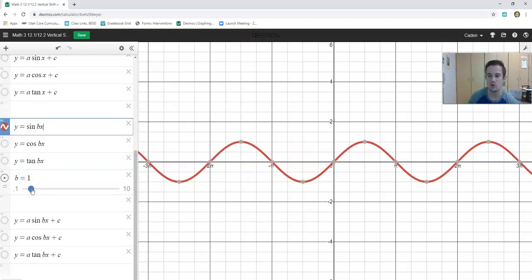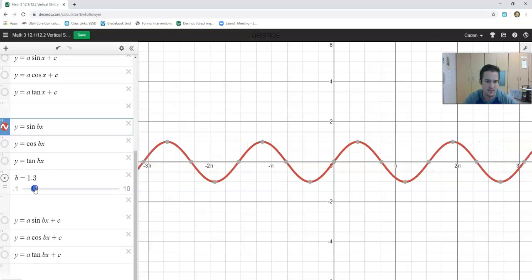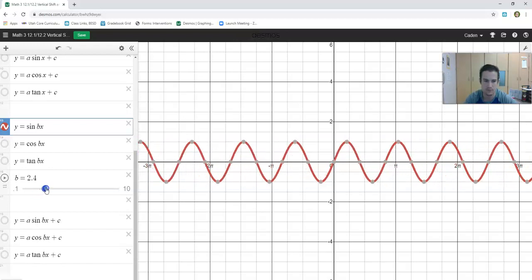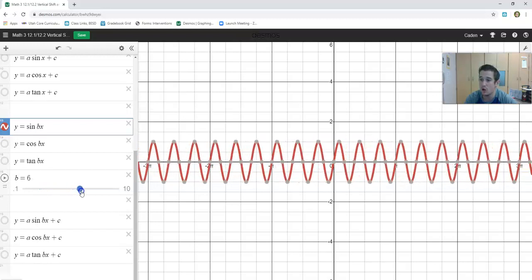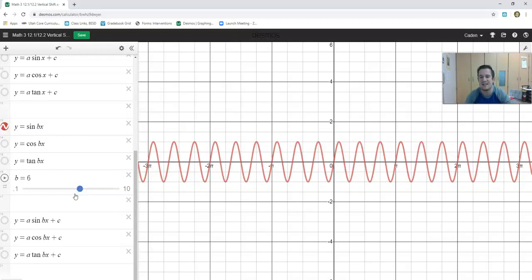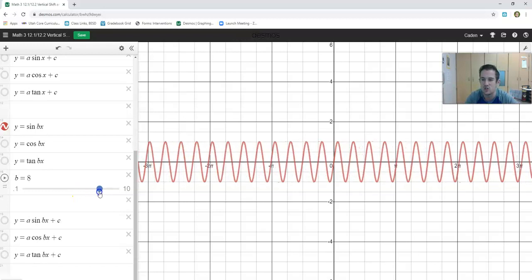Right now, b is equal to 1. So notice what happens to this graph as I make b bigger. What do you think is going to happen? As I make b bigger, look at that. The period gets smaller. So it takes less and less distance, less and less time for the function to repeat itself.